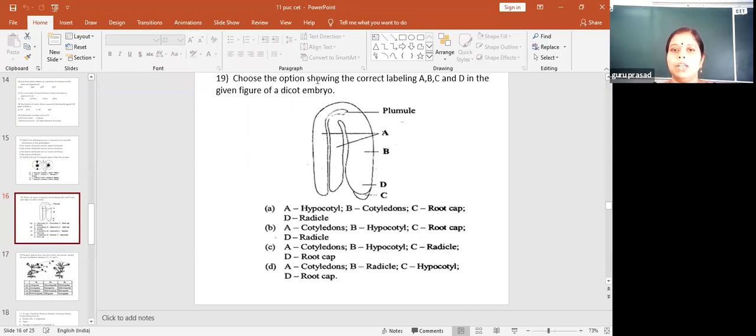Question number 19, choose the option showing the correct labeling. This is also based on a diagram. Which diagram is it? Dicot embryo. Okay, so this is called the plumule, and next to the plumule we can see the presence of two cotyledons.